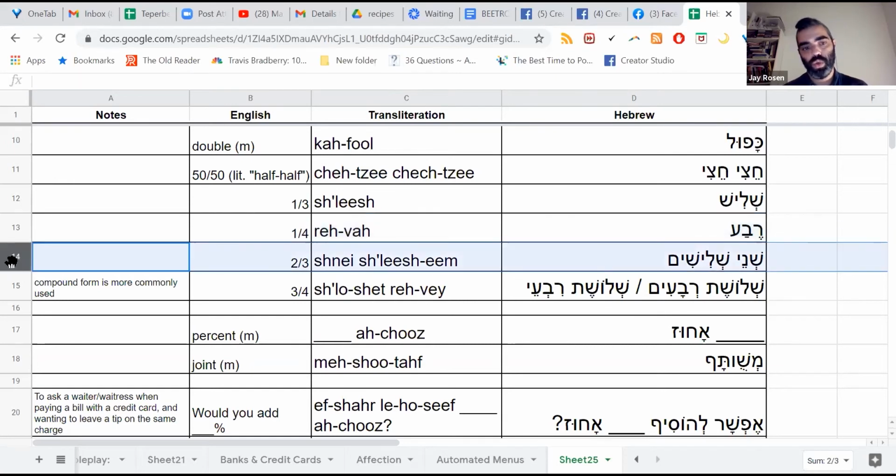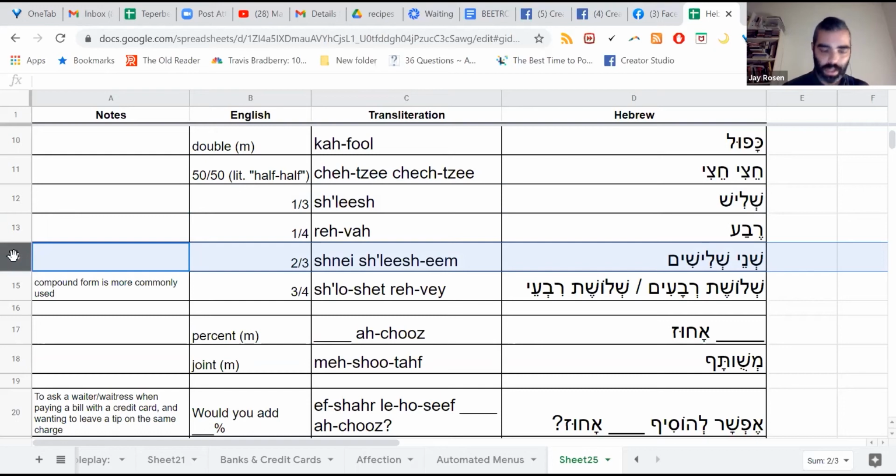So 2/3 is shnei shlishim, or sometimes you're just going to hear shnei shlish. Again, it's that shnei versus shtei at the beginning. And then shlish is referring back to that 1/3. So instead of being 1/3 shlish, it's now shnei shlishim, because it's plural. Although, again, sometimes you're going to hear people say shnei shlish. 2/3 can be shnei shlishim or shnei shlish in modern Hebrew.